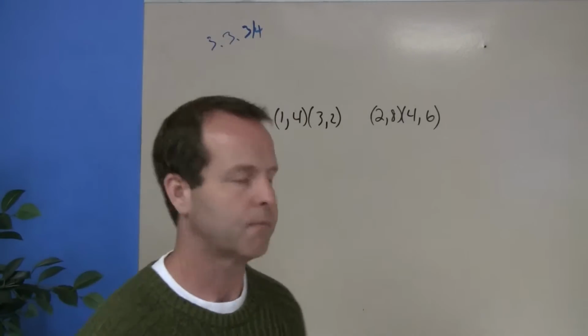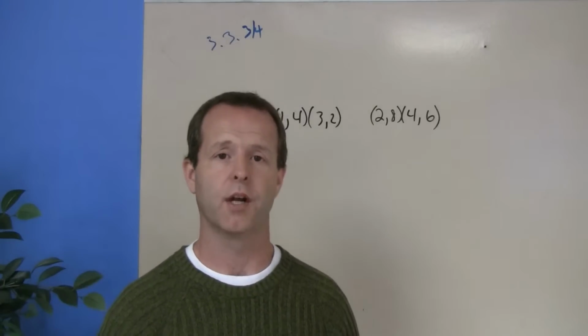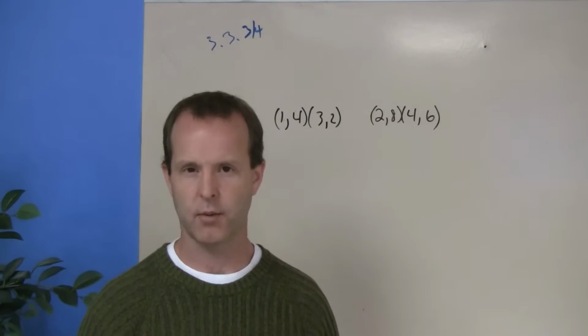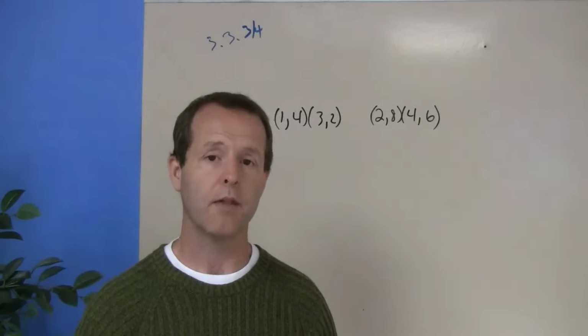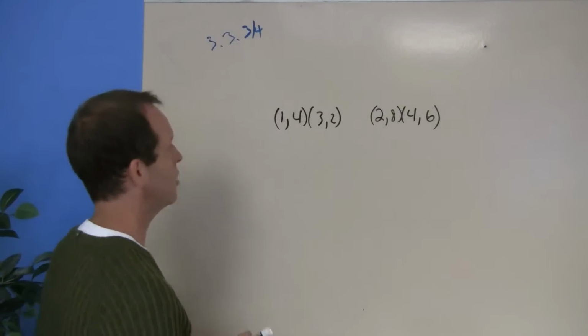Another idea that we want to explore with you is how to determine if two lines are parallel to each other or if two lines are perpendicular to each other. And we can tell that by their slope. So let's look at these first two sets of points and determine their slopes.